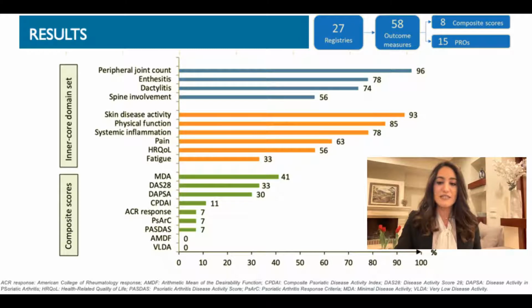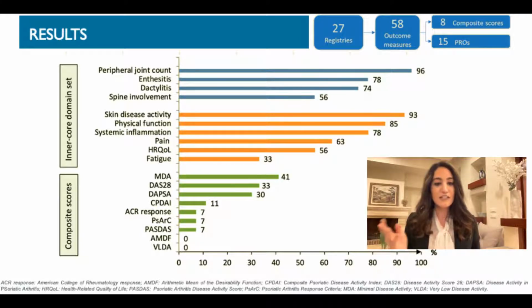So my second message is that the composite disease activity measures were frequently reported in 74% of the registries, and there was a great diversity of the composite scores used. The most used one was the MDA, but also the BASDAI, the DAS28, DAPSA, and the other composite scores were rarely reported in the registries that we found.